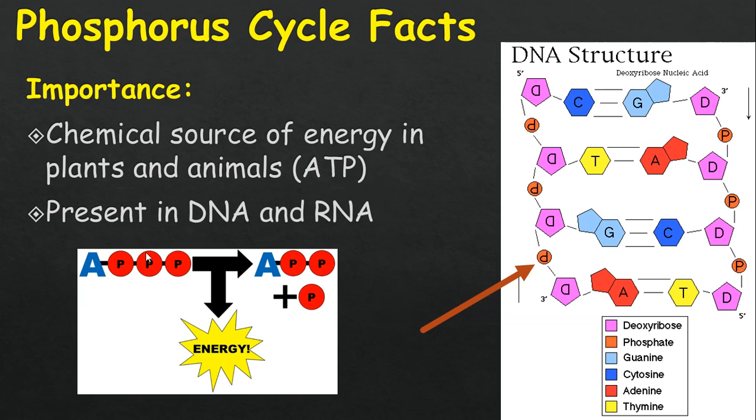Plus, it's also present in our genetic material, in DNA and also RNA. Looking at this image here on the right, all of these little P's, those are all the little phosphates that are present in DNA. And the same can be said or seen in RNA.